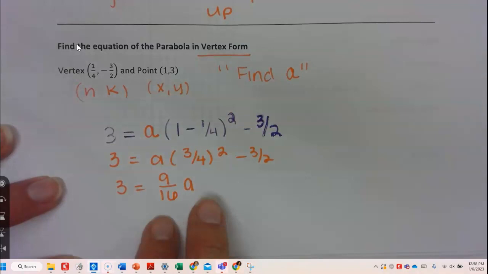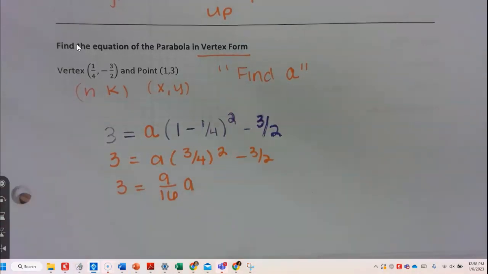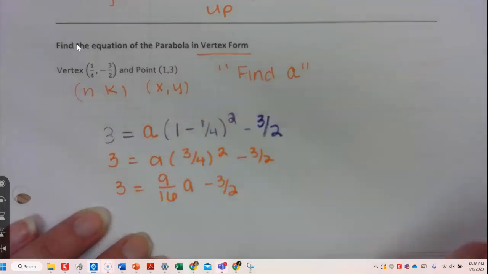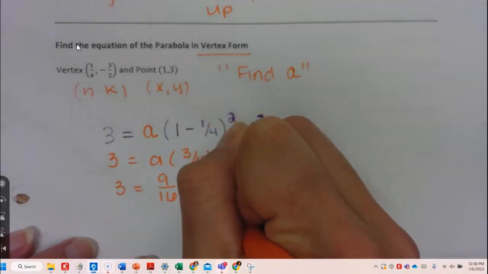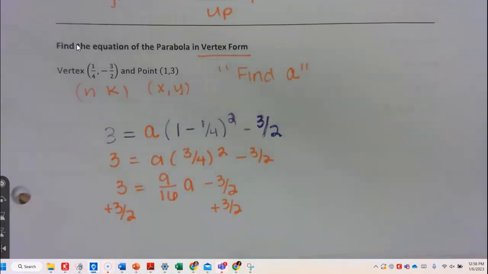Multiplication is commutative, so I have a tendency, after I get my answer, to rewrite it in normal form, where my number is in front of my variable. And then you have -3/2. So I'm going to add 3/2 to both sides. And so 3 plus 3/2 is going to give you 4.5 or 9/2.